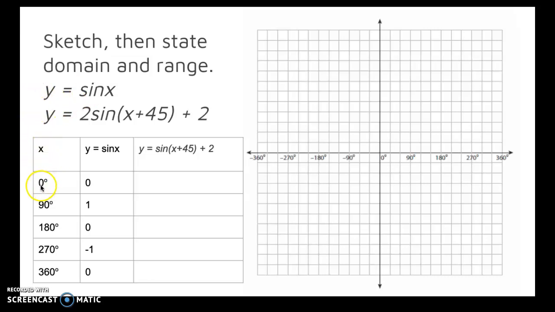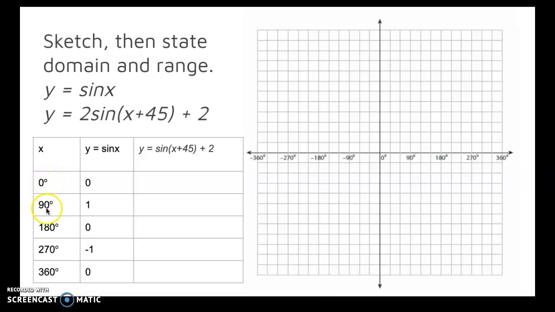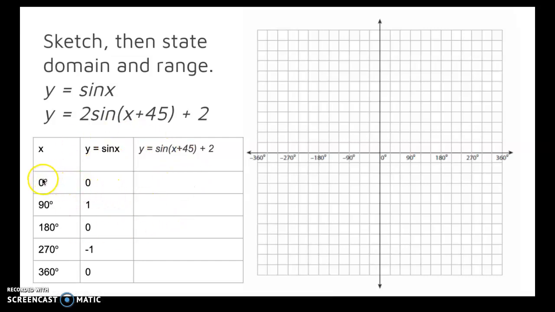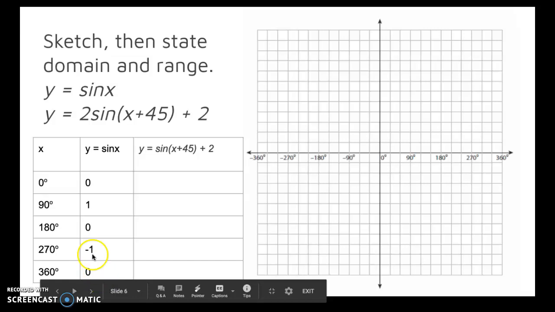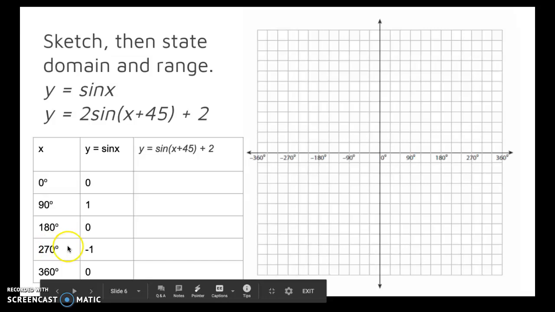So I'm going to pick some key points. It's always nice to just do 0, 90, 180, 270, 360. Remember, all around the circle. And then to make my y column, I'm going to do sine of my x value. If you put in sine of 0 into your calculator, you should get 0. Sine of 90 is 1. Sine of 180 is 0. Sine of 270 is -1. And sine of 360, again, should be 0, which makes sense because 0 and 360 are on the same location on a circle.